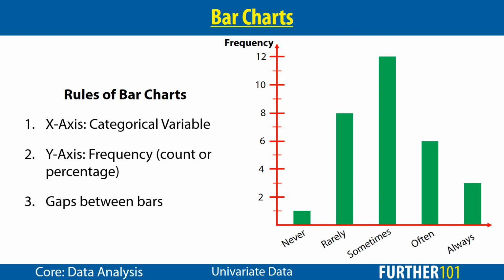Here we have an individual bar for each of the response types from never through to always. Bar charts make it quick and easy to see which category has more or less responses recorded, given the relative heights of each of the columns or bars. For example, it is clear that far more people rarely cooked compared to those who never cooked.